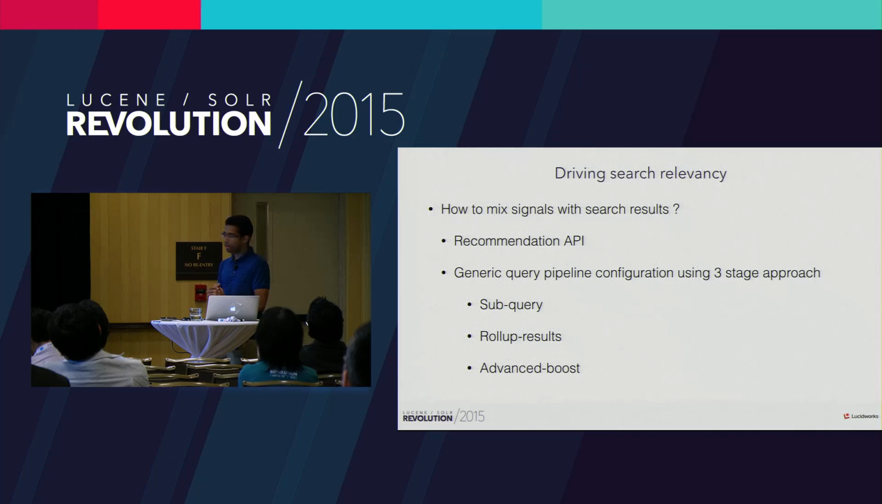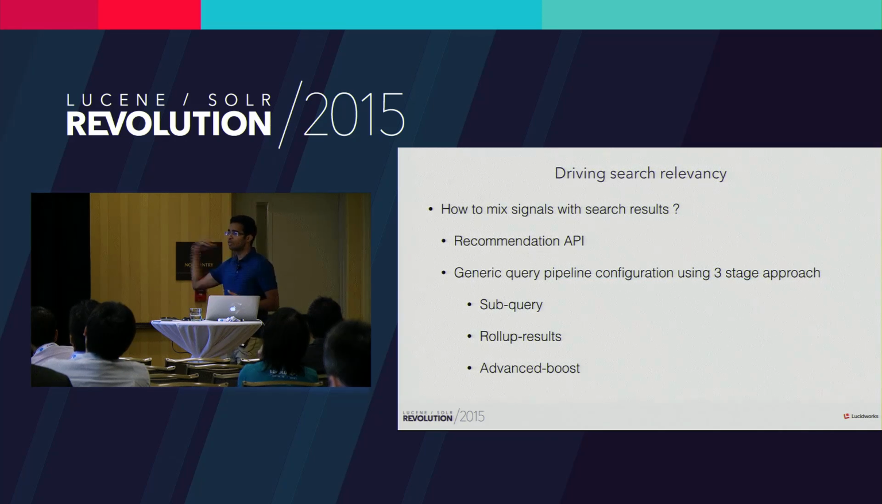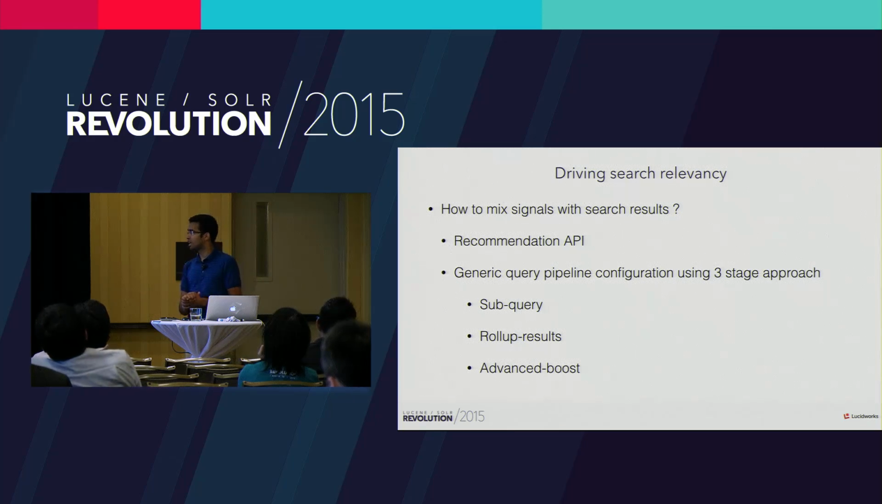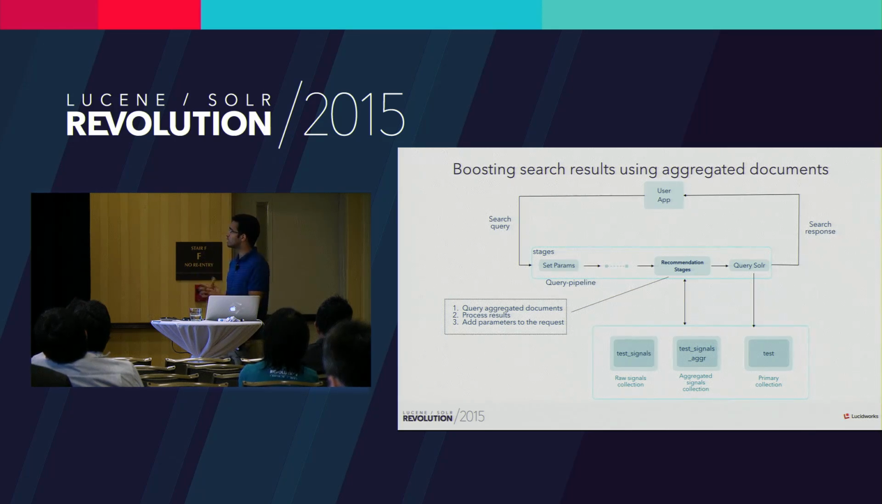Now that we have aggregations, the question is, how can I use these aggregations? How can I mix them with my search results, and what can I do with them? We have a recommendation API that we provide for users. It will give you a document ID and weight for the queries that you have, or you can make it more generic using these 3 stages. You can query Solr. So what really happens inside? How do you take events from one collection, take the aggregated events, and then mix them into your prime results?